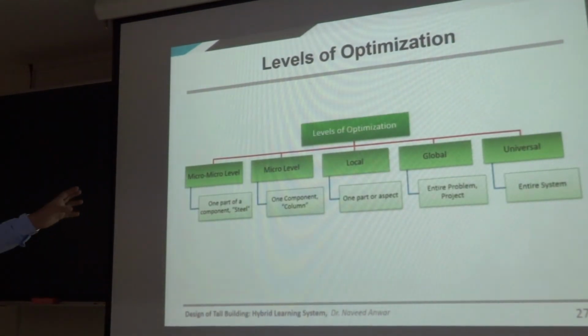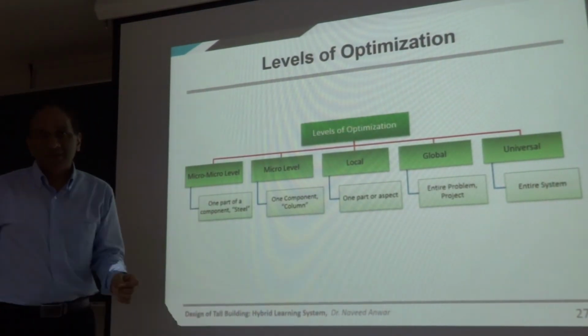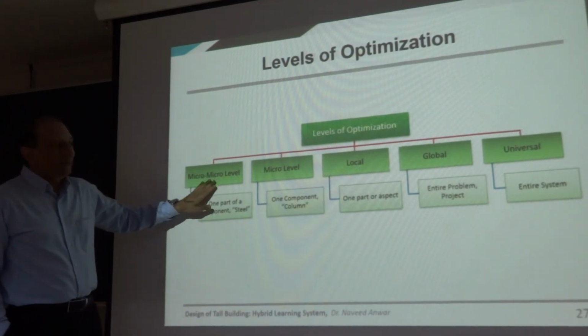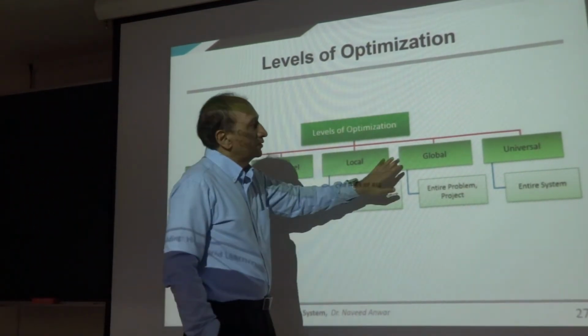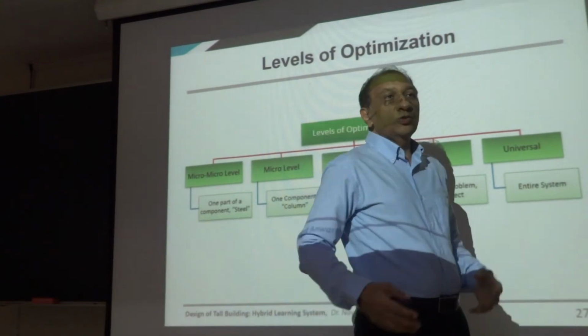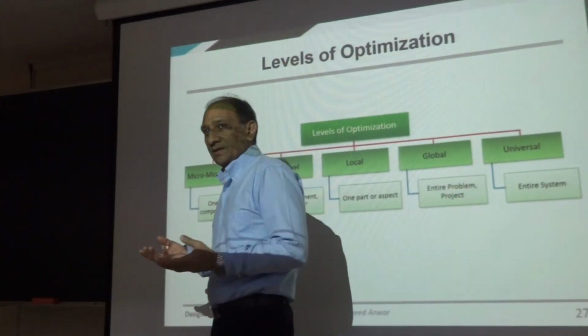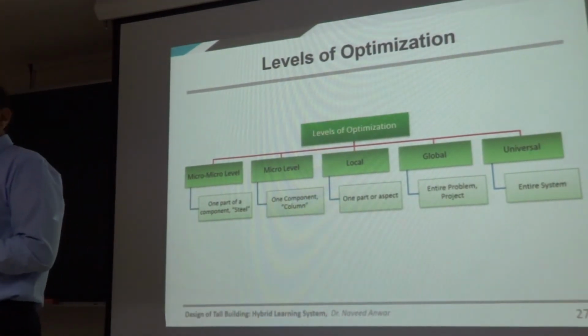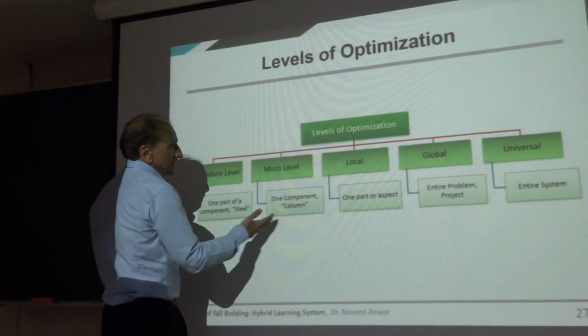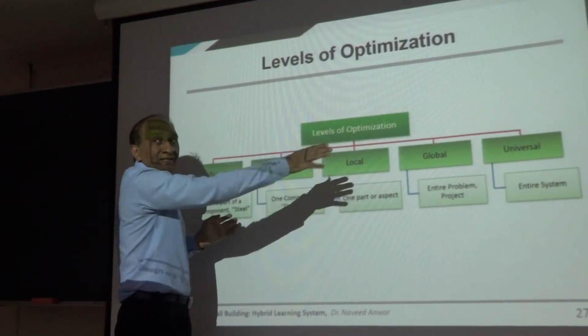And also, optimization levels: micro level, local level, global level, universal level. So you should see what you are trying to optimize. And a lot of engineers spend too much time here. They don't see that side.